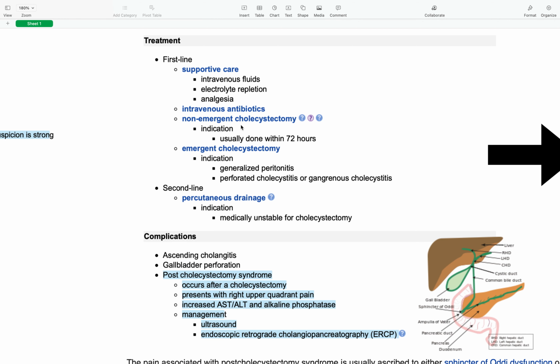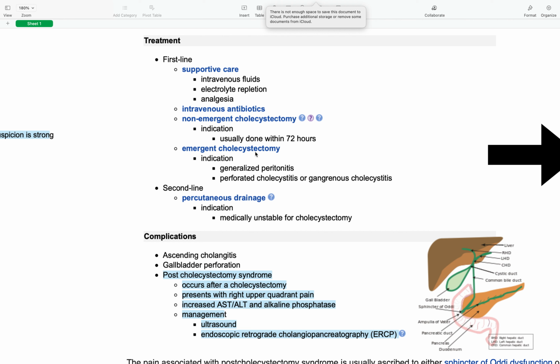This is very important. Usually you get a question on these steps saying they give you the diagnosis of acute cholecystitis. So when are you going to operate on the patient? During this hospital stay or after 6 to 8 weeks? Your answer must be this hospital admission, all right? Because non-emergent cholecystectomy means the cholecystectomy must be done within 72 hours of presentation, all right?